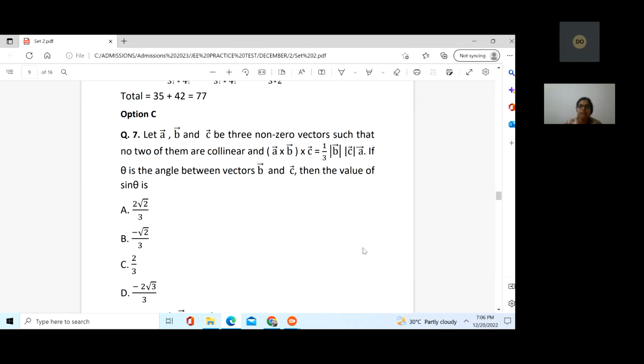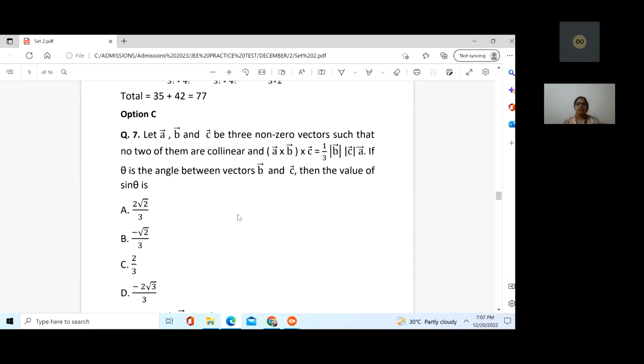Given A, B, C are 3 non-zero vectors. They have given that they are not collinear, you know the concept, right? Something called parallel. The next important portion given in the question is vector A cross B cross C is equal to 1 by 3 mod of vector B, C multiplied by vector A. They have given theta as the angle between the vectors B and C, and we need to find the value of sine theta. So these are the 4 options: 2 root 2 by 3, or minus root 2 by 3, 2 by 3, or minus 2 root 3 by 3. So just start solving.